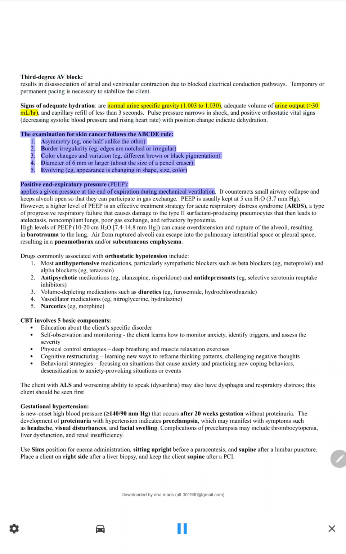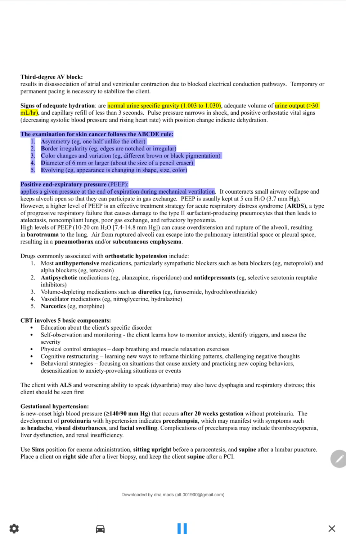The examination for skin cancer follows the ABCDE rule. 1. Asymmetry, e.g., one half unlike the other. 2. Border irregularity, e.g., edges are notched or irregular. 3. Color changes and variation, e.g., different brown or black pigmentation. 4. Diameter of 6 mm or larger, about the size of a pencil eraser. 5. Evolving, e.g., appearance is changing in shape, size, color.